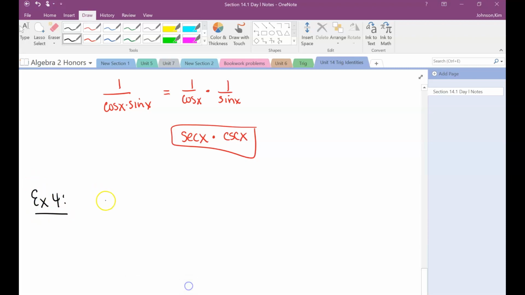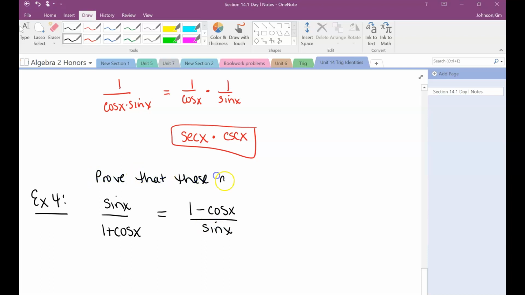So let's say that I actually ask you to take the expression sine of x over 1 plus cosine of x, and I want you to turn that expression into 1 minus cosine of x over sine of x. So basically I want you to prove that these two expressions are equal. Okay, so let's go ahead and start with that left-hand side.